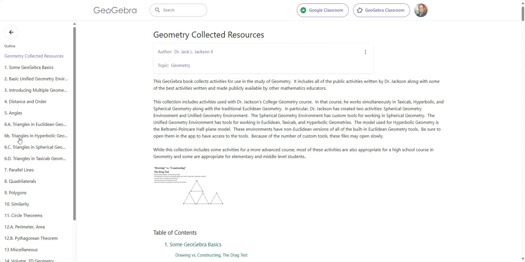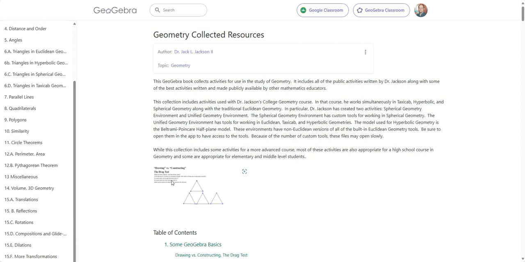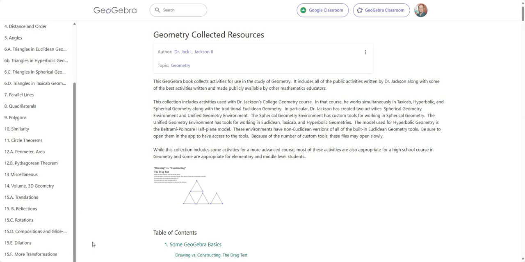I've organized them in chapters, sort of collections here, and these include all of the public GeoGebra activities that I've made for geometry, along with several that I've collected from other really good sources, particularly the GeoGebra team and Tim Brzezinski and several others that are really good. And when we're specifically talking about transformations, this is group 15 down here, and I've sort of subdivided this into translations, reflections, rotations, compositions and glide reflections, dilations, and then more transformations.